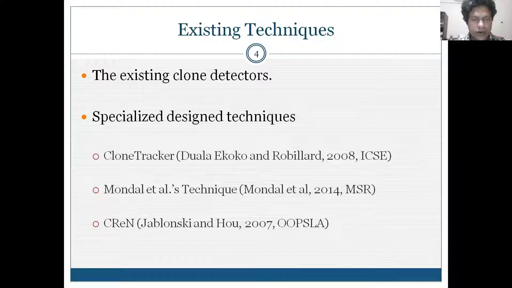The first one is CloneTracker, which was introduced by Duala-Ekoko and Robillard in 2008. The second one was proposed by Mondal et al. in 2014. The third one, called CRAN, was introduced by Jablonski and Hou in 2007.